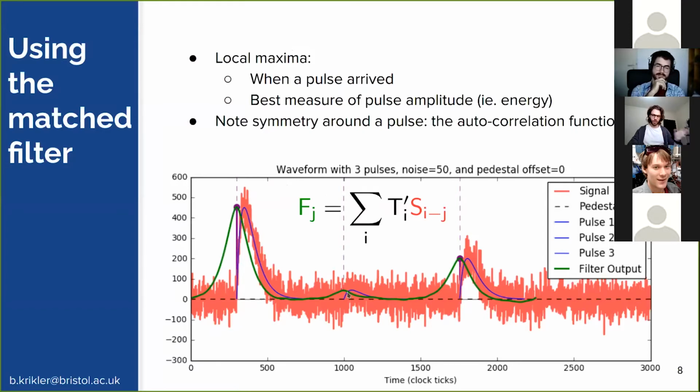One thing that's interesting, and I'll come back to it a little later, is that if you look at this, you can see how symmetric the filter is. This is basically pulling out what's called the autocorrelation function of the underlying pulse. By convolving these pulses with themselves, you get this symmetric shape. So this is the matched filter.